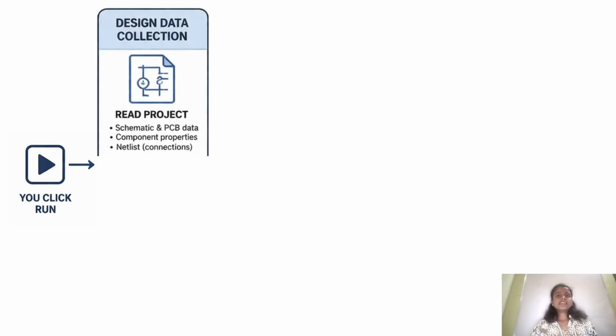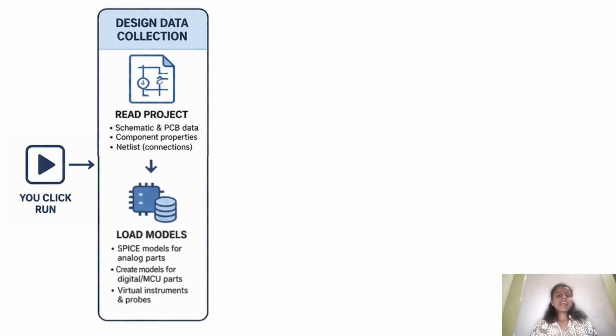The first thing Proteus does after you click run, the first stage, is design data collection. It reads your schematic. It looks at every component you placed, like resistors, LEDs, ICs, microcontrollers, wires, and the connections. Each component in Proteus has a mathematical model. These models tell Proteus how the components behave in a real circuit. For analog components, it's a SPICE model, and for digital components or a microcontroller, it's a built-in virtual representation.